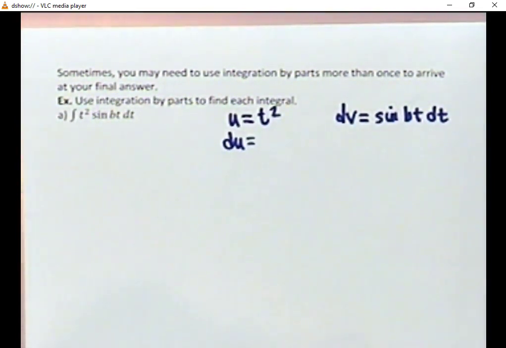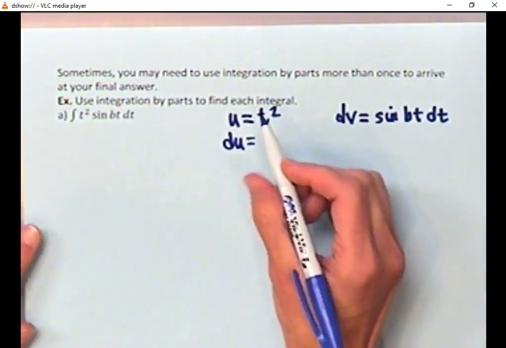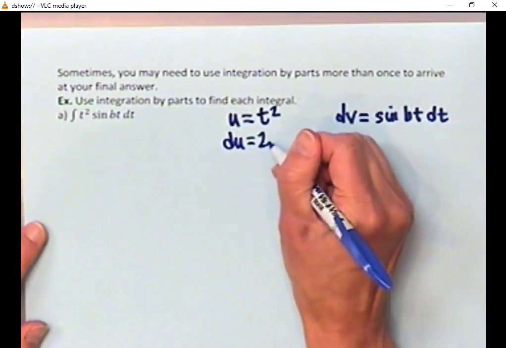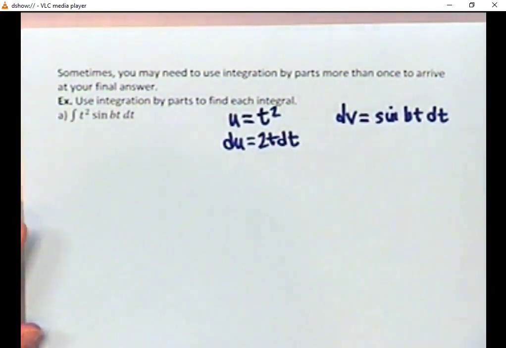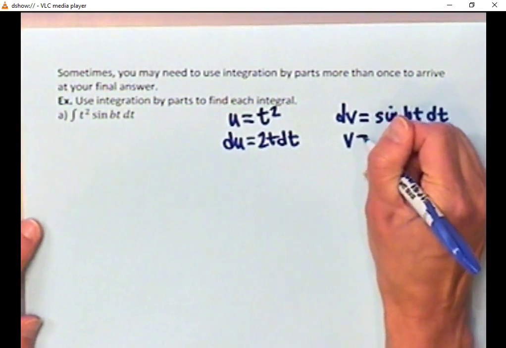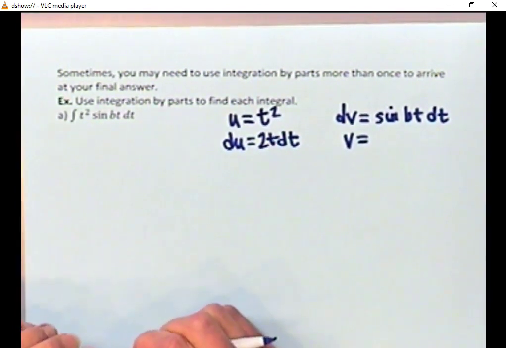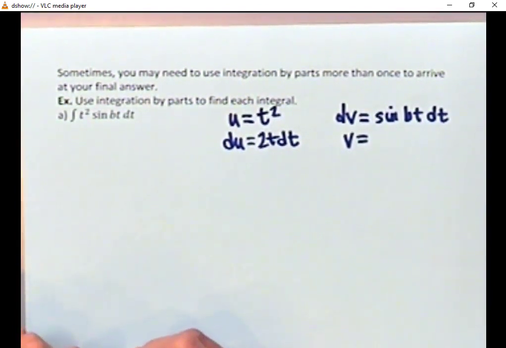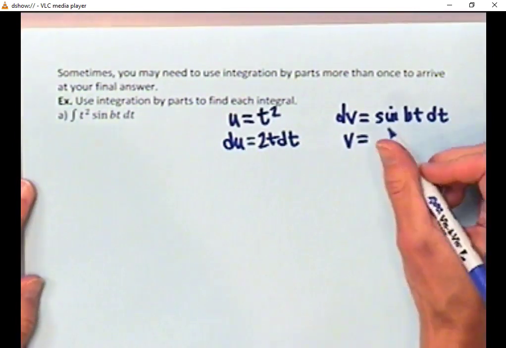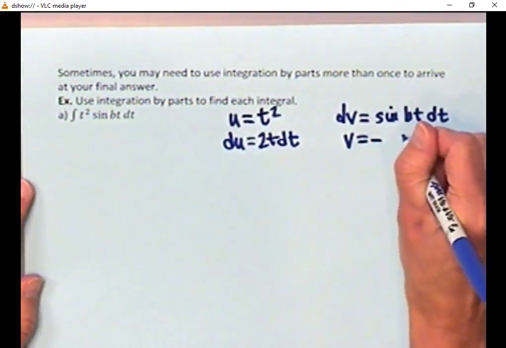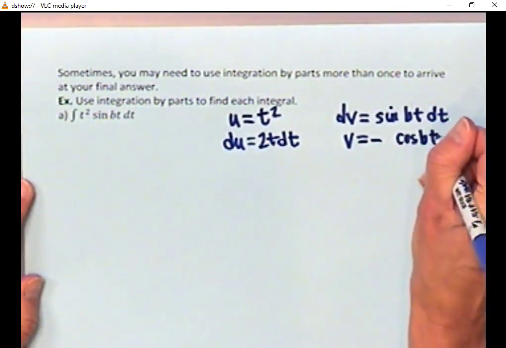Okay, so if I set it up like that, let me start over here. What's our du going to be? What's the derivative of t squared? 2t with a dt. Yep. Good. V, how do we integrate the sine of bt? What's the integral of sine? Negative cosine. Good. So we're going to get negative cosine of bt, but what are we going to do with the b?